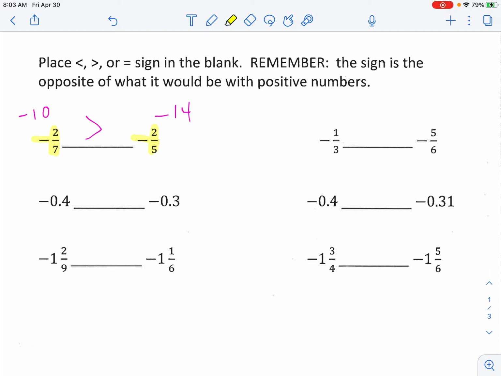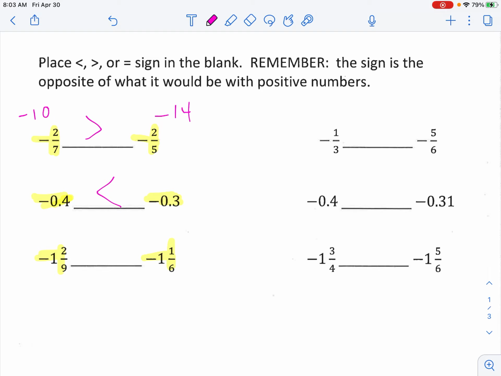All right, next numbers. We've got -0.4 and -0.3. Since -0.4 would be to the left, that is less than -0.3. Next, -1 2/9 compared to -1 1/6.